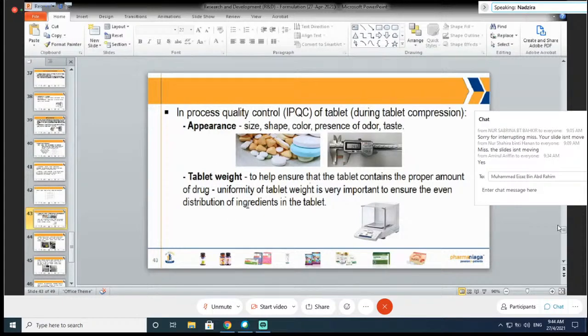Tablet weight is very important because it helps to ensure that the tablet contains the proper amount of the drug. Uniformity of the tablet weight is very important to ensure even distribution of the ingredient, because for the API, we need the proper amount to have the desired therapeutic effect.